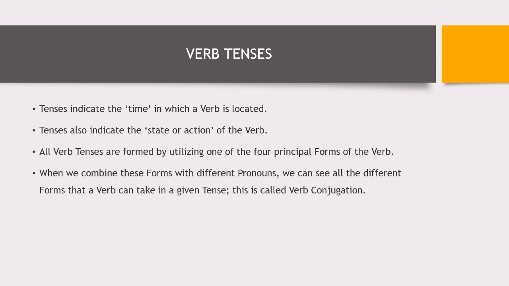Verb tenses. Tenses indicate the time in which a verb is located. Tenses also indicate the state or action of the verb. All verb tenses are formed by utilizing one of the four principal forms of the verb. When we combine these forms with different pronouns, we can see all the different forms that a verb can take in a given tense. This is called verb conjugation.